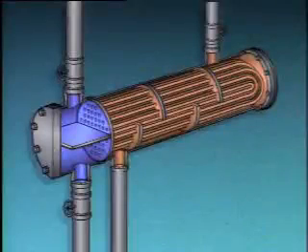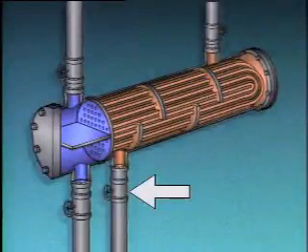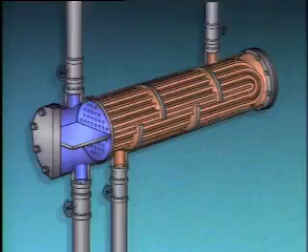On the heat exchanger shown in this example, there is no isolation valve on the outlet of the shell side. Some shell and tube heat exchangers have an isolation valve on this outlet. With those heat exchangers, the isolation valve must be open to complete the flow path through the unit.